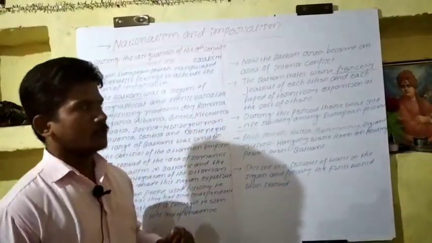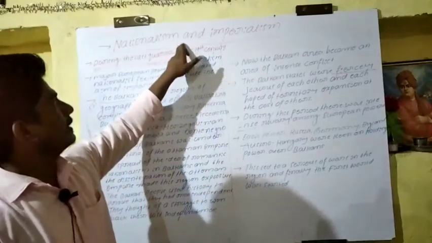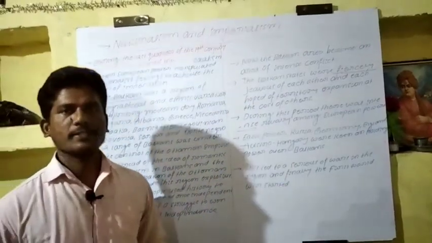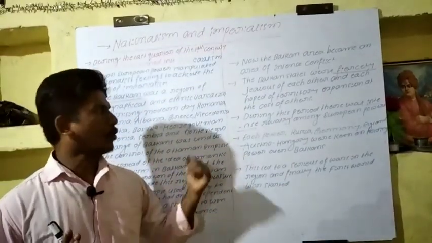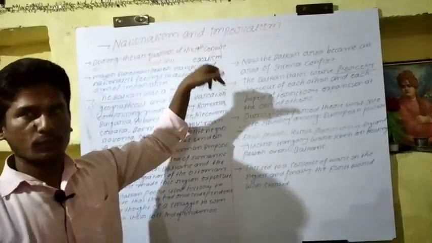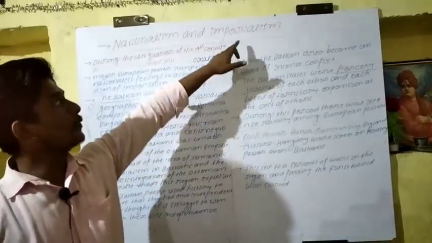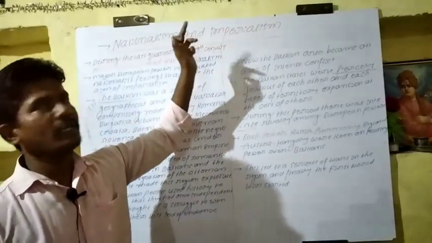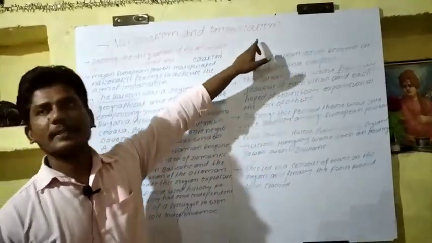Good morning, children. So today let us see nationalism and imperialism. This is the last concept of this lesson, right? You already know about nationalism. Today we are going to learn about imperialism. So how did nationalism turn into imperialism?